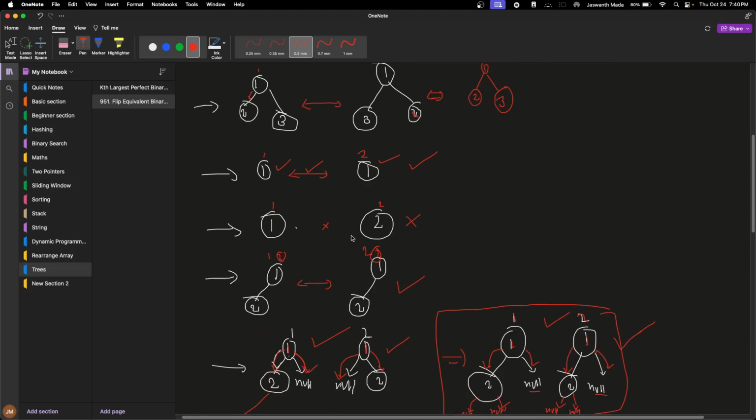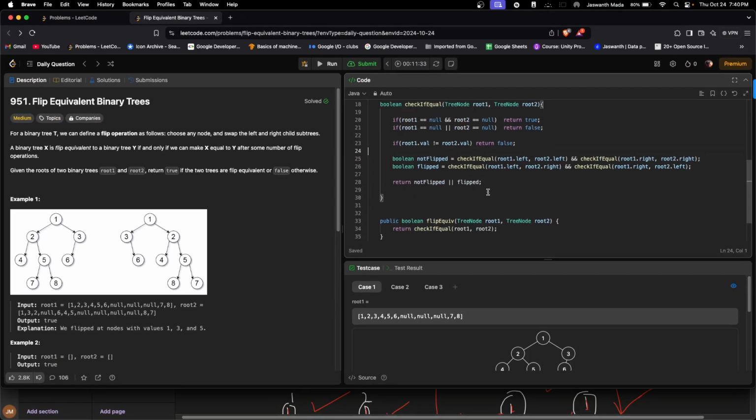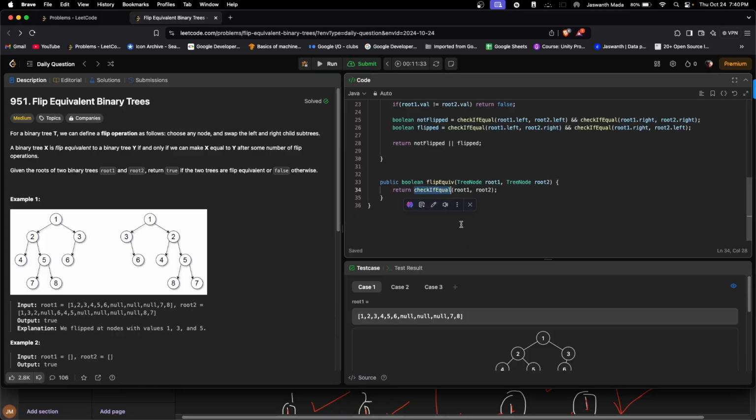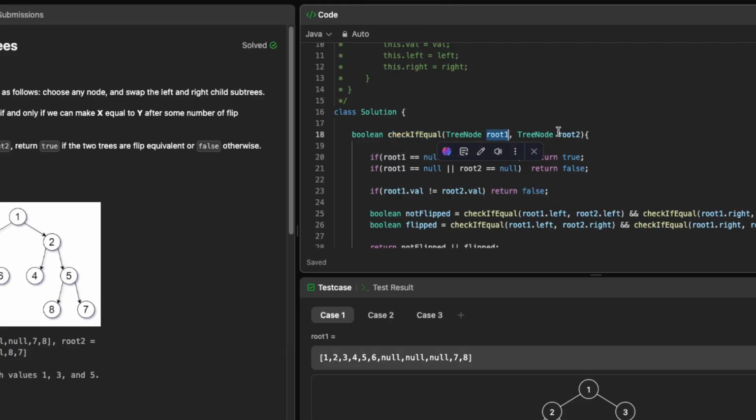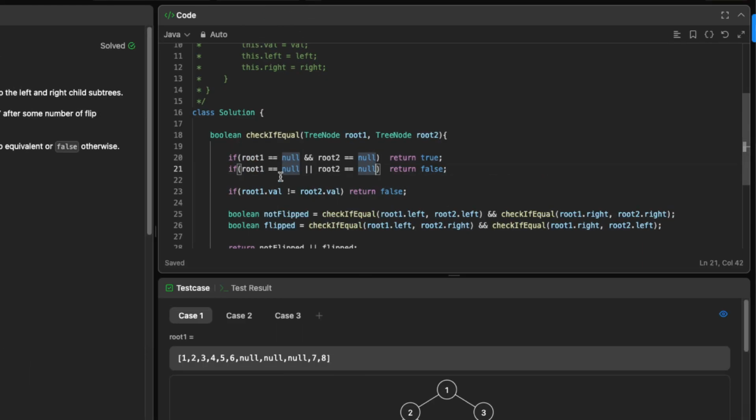So this is the explanation, guys, and let's look at the code. So initially I'm just calling this check if equal function, which will be taking root 1 and root 2, and I'm checking if both are null. If both the given nodes are null, I'll be returning true. And if one of them is null and the other one is not null, then I'm returning false.